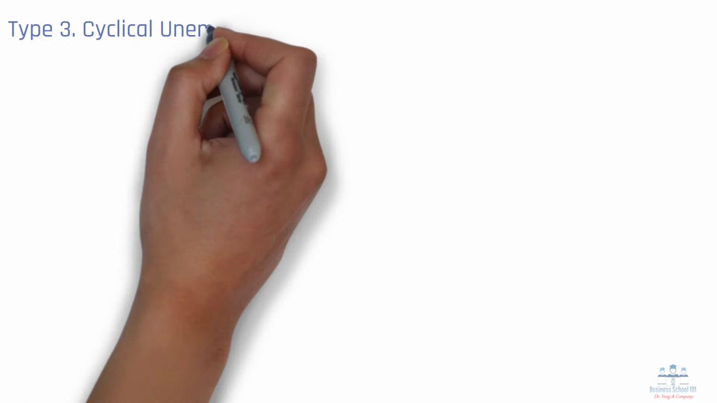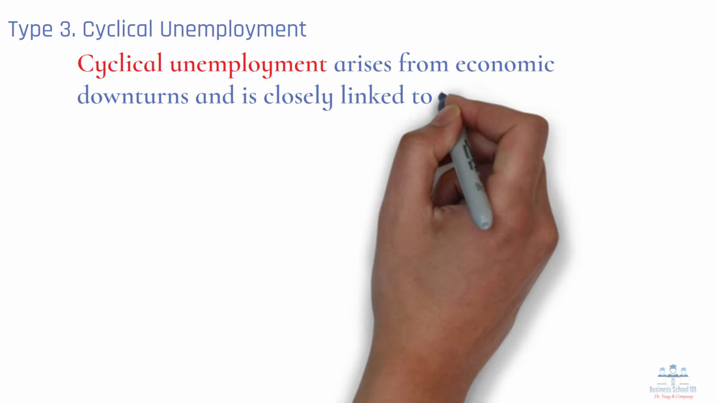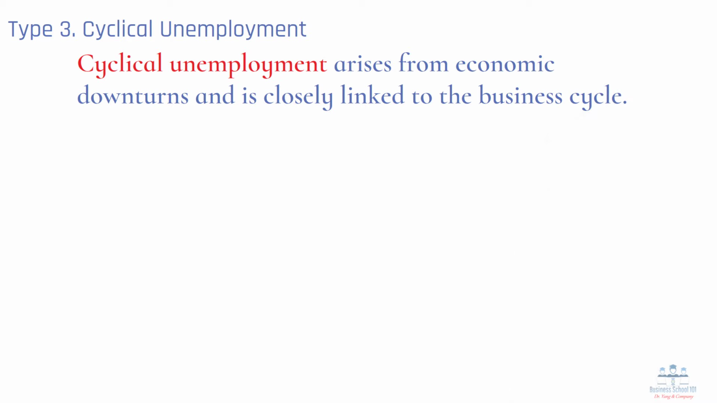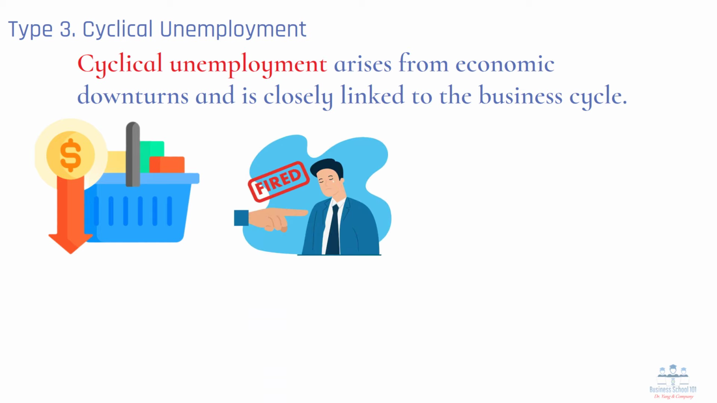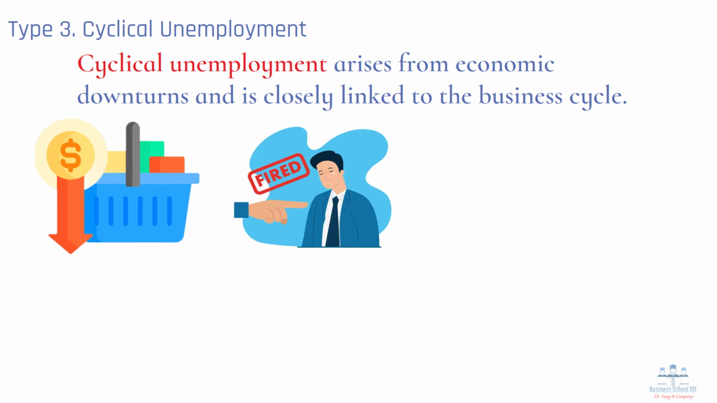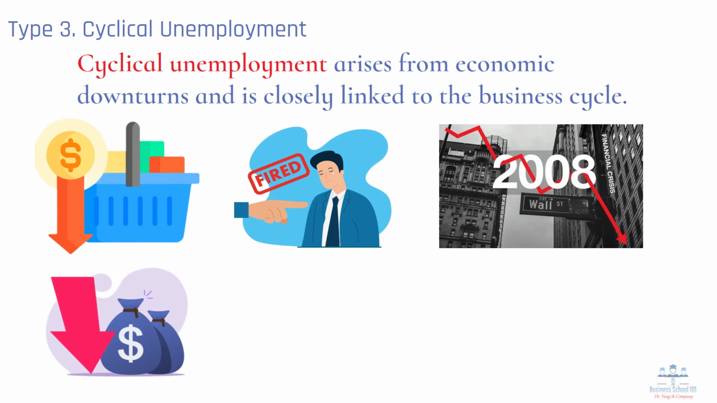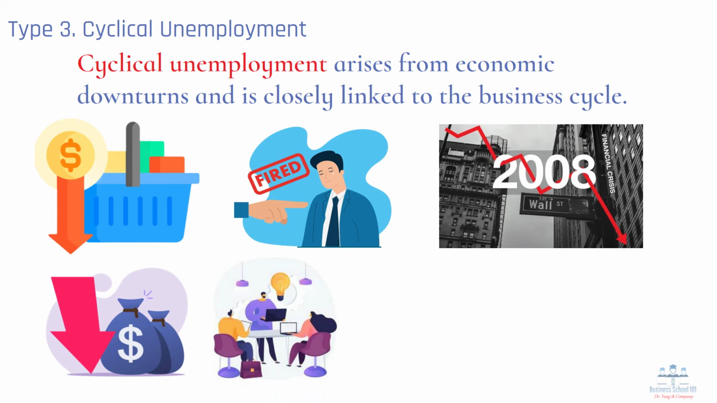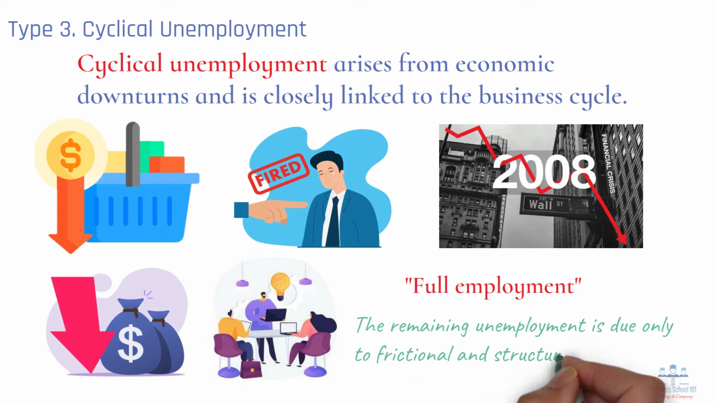Type 3. Cyclical unemployment. Cyclical unemployment arises from economic downturns and is closely linked to the business cycle. During a recession, consumer demand typically drops, leading businesses to cut production and lay off employees to reduce costs. For example, in the 2008 financial crisis, millions of jobs were lost across various sectors as companies struggled with decreased revenue. Cyclical unemployment tends to decrease when the economy recovers and businesses start hiring again. Economists consider an economy to be at full employment when cyclical unemployment is zero, meaning that the remaining unemployment is due only to frictional and structural factors.